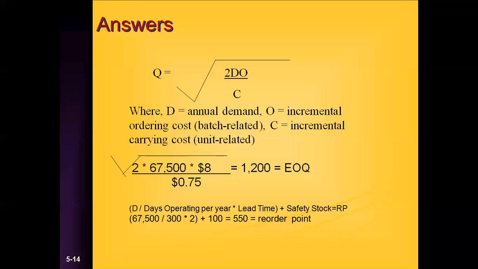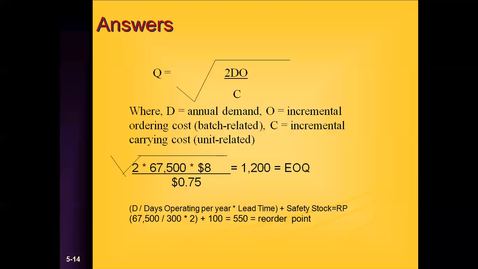You do the math there, you take the square root of that answer, and you come up with an economic ordering quantity of approximately 1,200 units, which basically means when you place an order, you should be placing an order for approximately 1,200 units with your particular vendor. If it was Samsung, you'd be placing an order for 1,200 Samsung Galaxy phones.